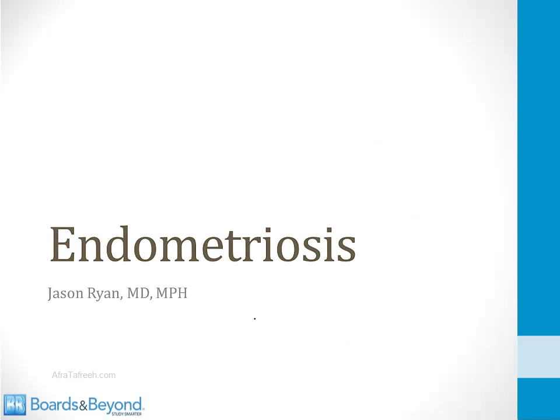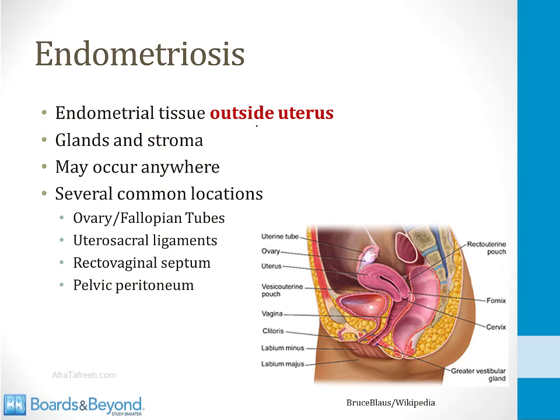Hi everybody and welcome to our module on endometriosis. Endometriosis is a condition where women develop endometrial tissue outside the uterus, so glands and stroma can be found in their bodies in places other than the uterine lining. And the endometrial tissue can occur anywhere, but there are several common and classic locations, and these are easy to remember if you just know a little bit of pelvic anatomy.